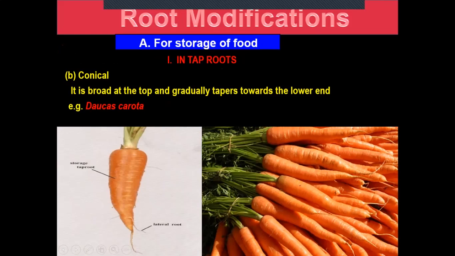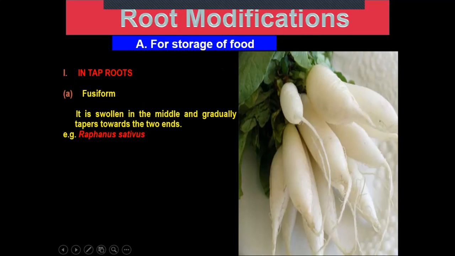Let us study the root modifications, taproot modification. The first one, conical root. The conical root is broad at the top and gradually tapers towards the lower end. For example, Daucus carota, carrot. Next, fusiform root. This is swollen in the middle and gradually tapers towards both ends. For example, Raphanus sativus, radish.